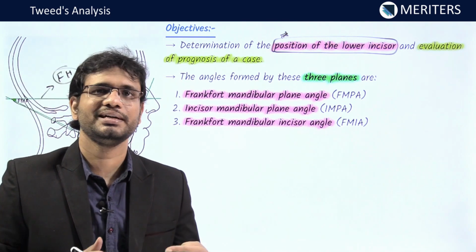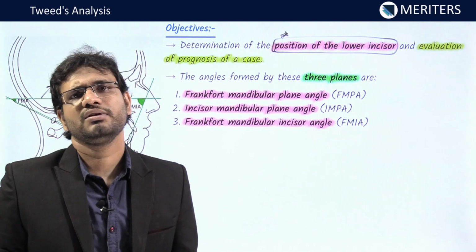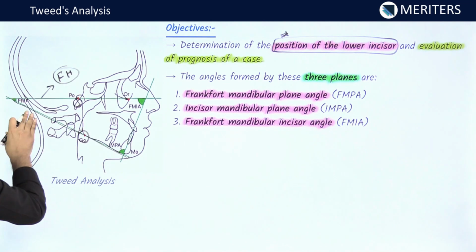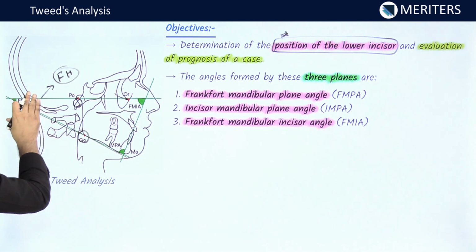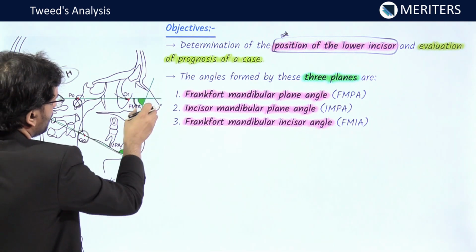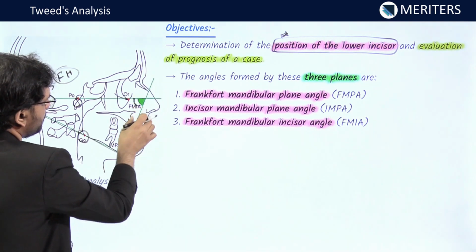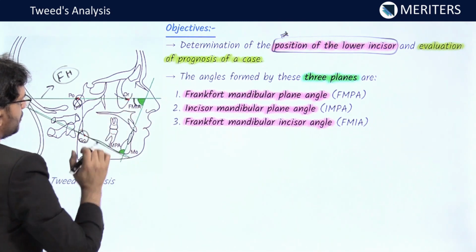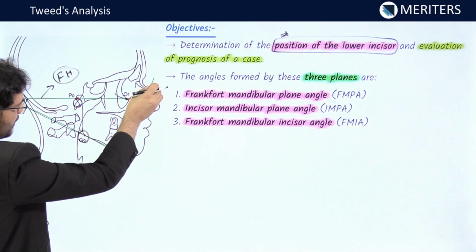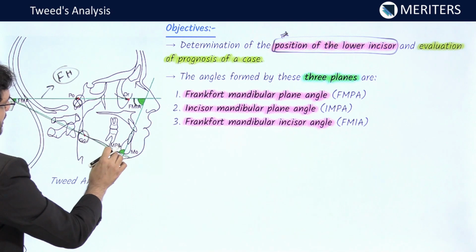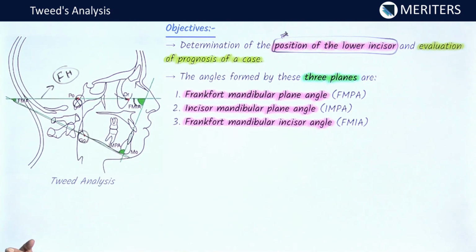So these three planes will be intersecting each other at certain angles, and we will have those angles named accordingly. For example, here the Frankfurt horizontal plane is there and the mandibular plane is there. So we can say that it is the Frankfurt mandibular plane angle, right? Same way, this angle is formed by the Frankfurt horizontal plane and the mandibular incisor. So we can call it the Frankfurt mandibular incisor angle. This angle is formed by the mandibular incisors as well as the mandibular plane. So it is known as the incisor mandibular plane angle. So these are the different names.